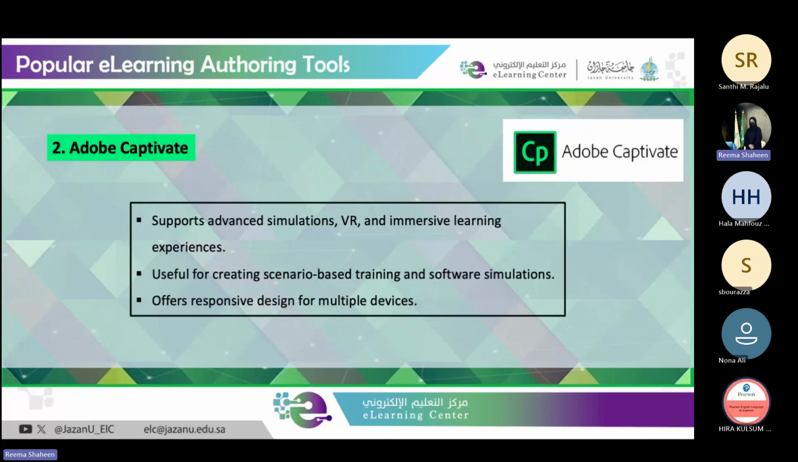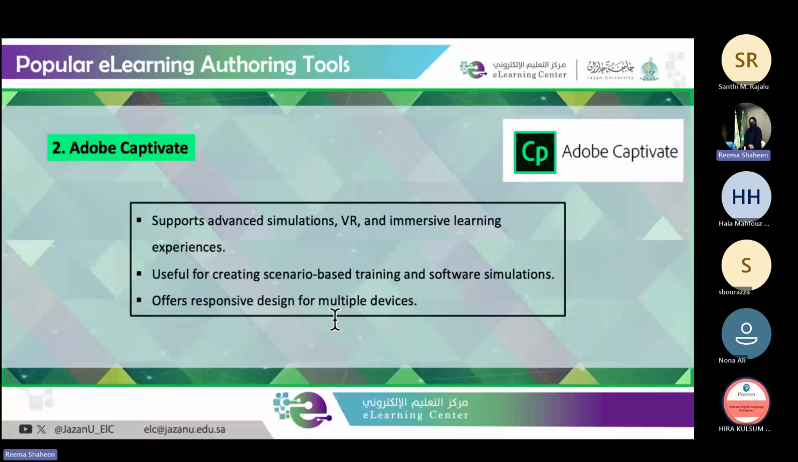So let's talk about Adobe Captivate and how it works. Adobe Captivate is very useful when you want to create a more advanced and immersive learning experience. For example, you can design simulations where students practice real tasks, like using software or following a step-by-step process. Captivate is also strong in scenario-based training. So instead of just explaining, you can place the student in a situation and let them decide what to do.